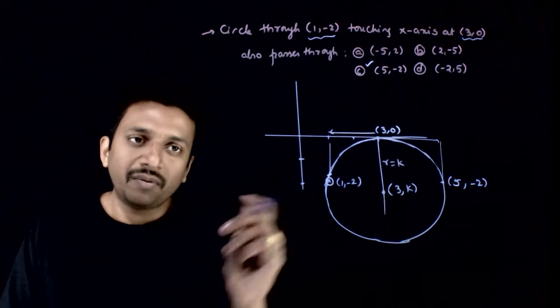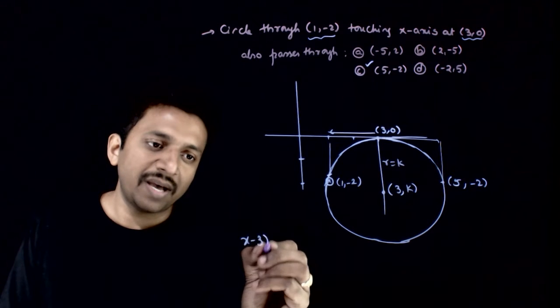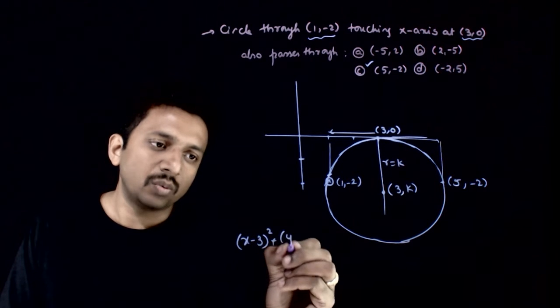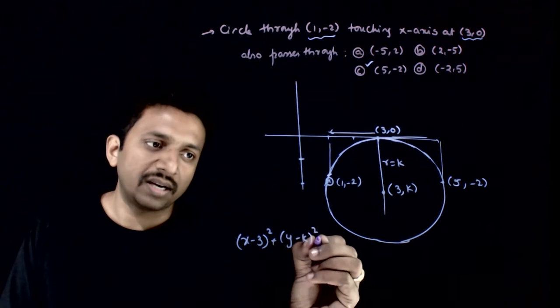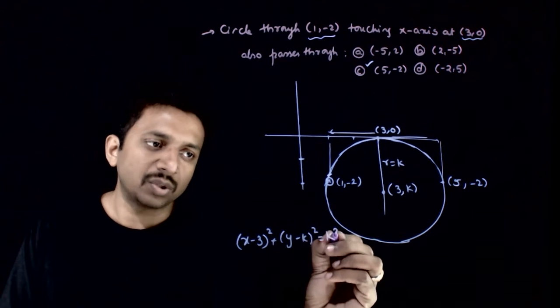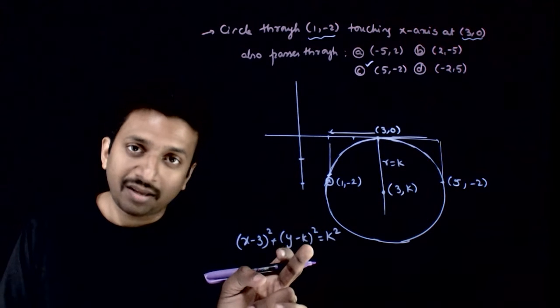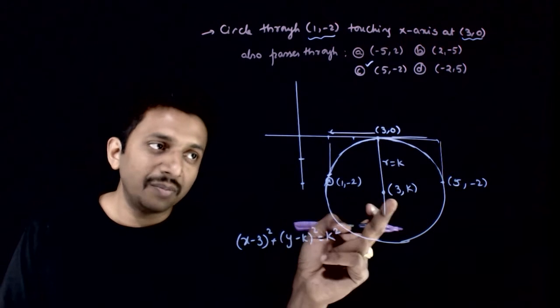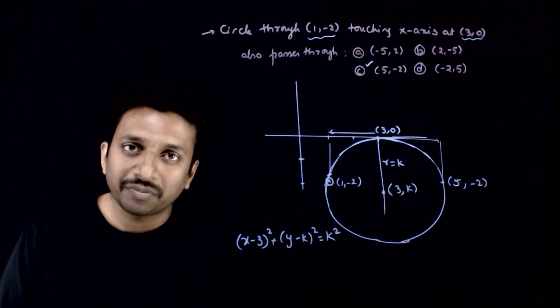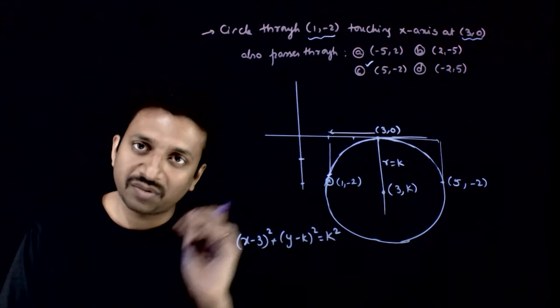Now, what is the equation of the circle? The equation of the circle is (x - 3)^2 + (y - k)^2 = k^2. That's the equation of the circle. Now, if I want to find k, I need an extra condition. That is nothing but the circle passes through (1, -2). That means this point has to satisfy this equation.